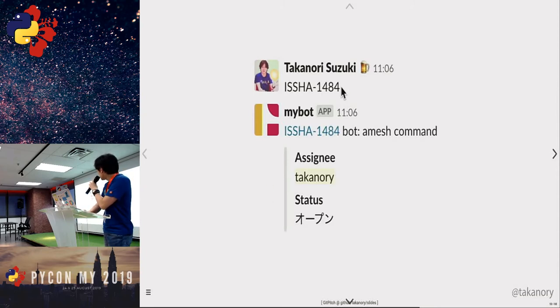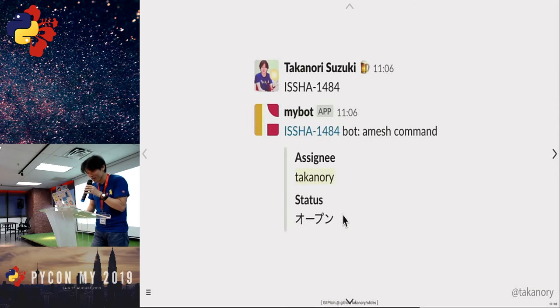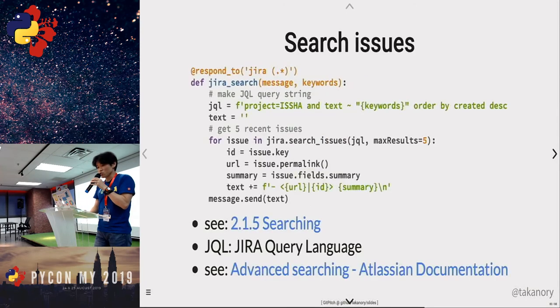I send the issue ID, then the bot responds with the issue information: title, link, assignee and status. This is open, in Japanese characters. Okay, such an issue.